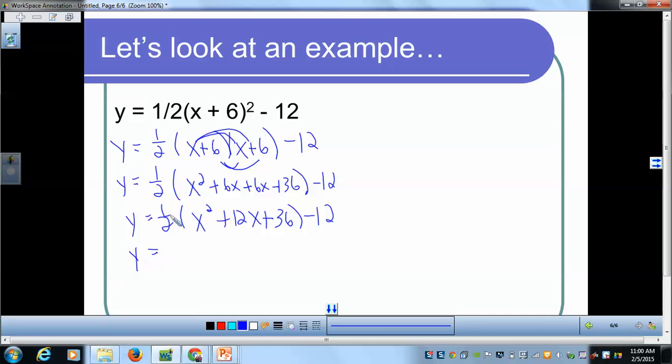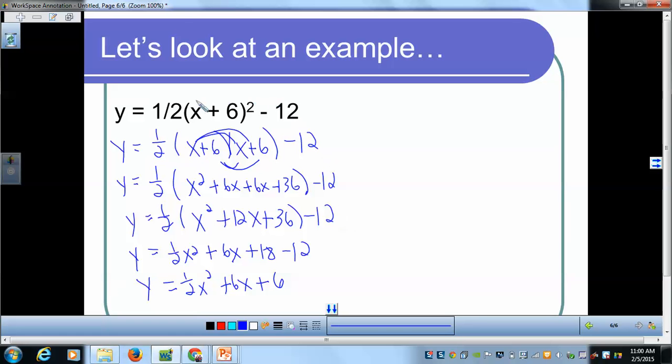Now we want to distribute the 1/2 to everything. So this is going to be 1/2 x squared. 1/2 times 12 would be 6x. 1/2 times 36 would be an 18, and then I have the negative 12 I'm going to bring down here. And then finally, the last step would be to combine these two constant terms here. So 18 minus 12 would be a positive 6. And we are, in fact, in standard form.